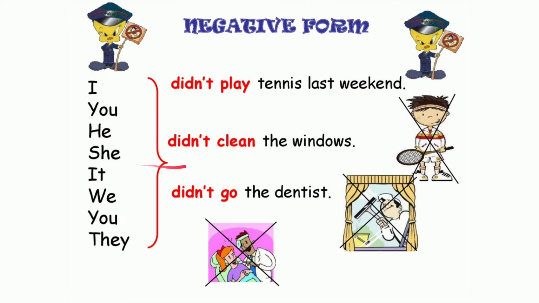He or she didn't clean the windows. We didn't go to the dentist. Not didn't went. You use the root word, the base form. Didn't go. Okay.